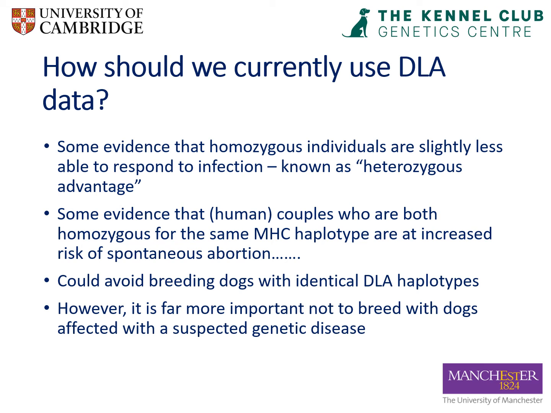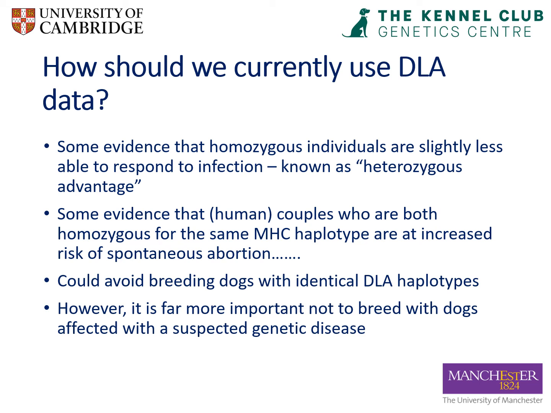So how should we currently use the DLA data? Well, there's some evidence that individuals that are homozygous, so if you've inherited the same haplotype from your mother and father, are slightly less able to respond to infection because they have a less diverse repertoire of antigen presenting machinery. And if you have different haplotypes and a diverse repertoire, that's what you call a heterozygous advantage. There's also evidence that in humans, if you both carry the same MHC haplotype, you may be at an increased risk of difficulties having children.